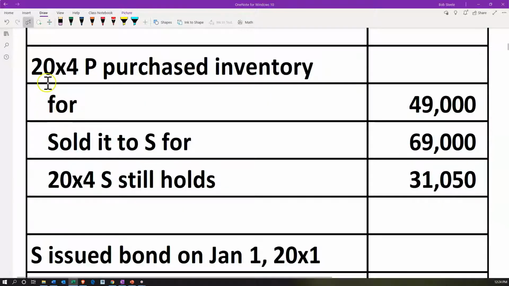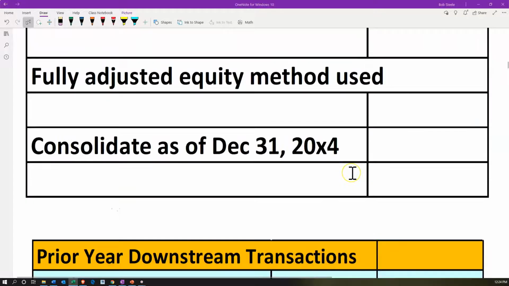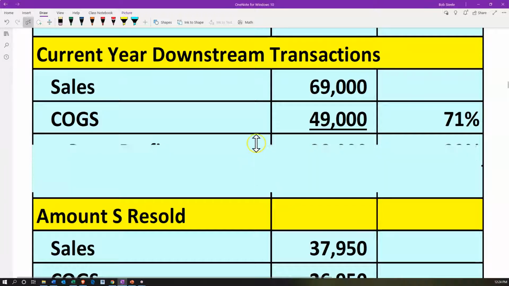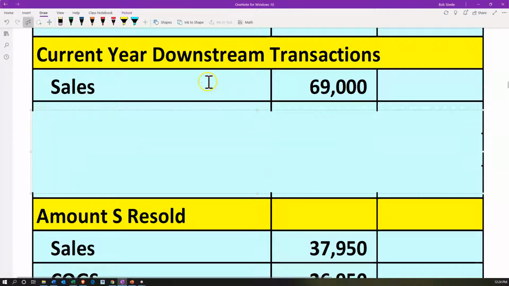Now I scrolled back up to the data so we can see it here. In 2000X4, P purchased inventory for 49,000, and then sold it to S for 69,000. So that's going to be a downstream transaction in the current year. S is still holding on to 31,050, so I'm going to consider that. We'll go back down, and that's going to be this item down here in yellow, a current year downstream transaction.